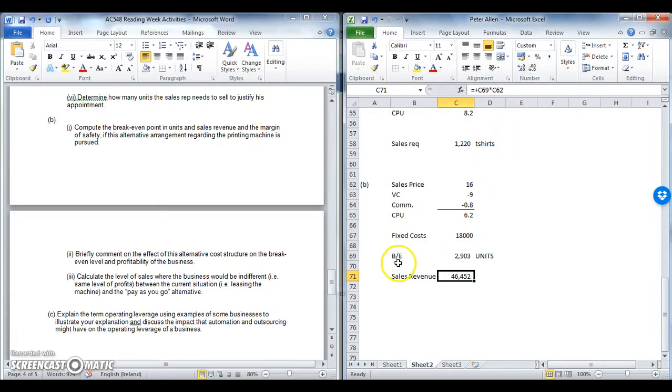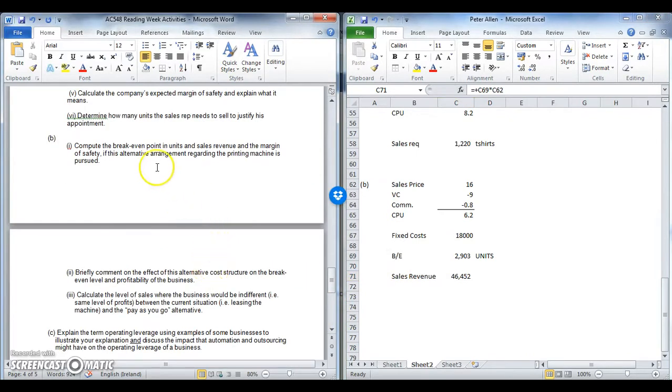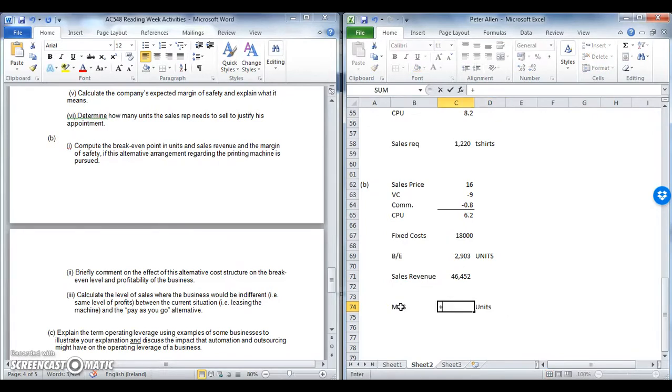So moving on then, what else you're asked in B part 1: you're asked for the break-even point in unit sales, and you're also asked for it in sales revenue, and the margin of safety. So margin of safety in units will be the 5,000, which we know is the expected activity already, minus the break-even, which is 2,903. So the margin of safety here is 2,097 units, or 2,097 t-shirts.